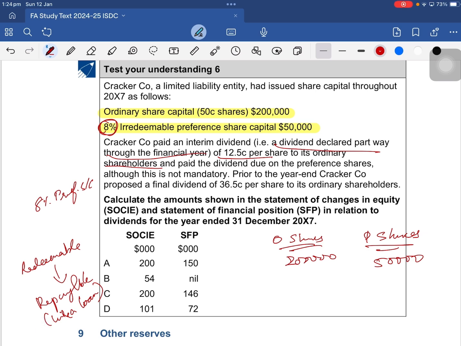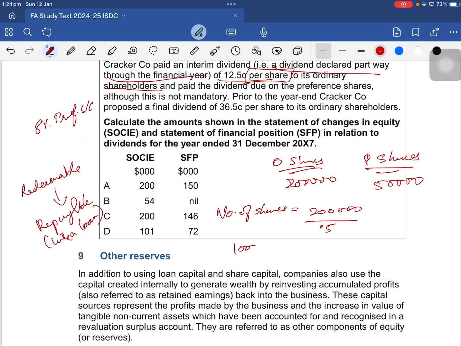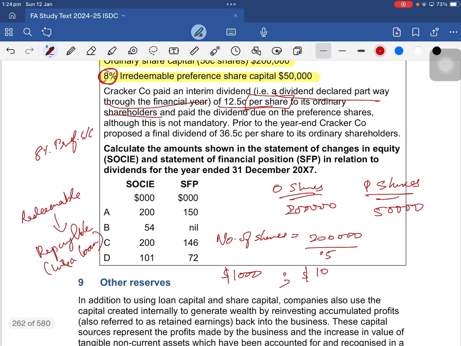So here you need to understand how many shares there are, right? So how do you calculate the number of shares? Number of shares is equal to the amount of 200,000 divided by the per share value, that is 0.5. Clear? If you got chocolates for $100,000, and each chocolate costs you $10, how do you calculate how many chocolates you got? 100,000 divided by 10. So same logic here. In order to calculate the number of shares, you're going to divide. Understood? Clear, no?